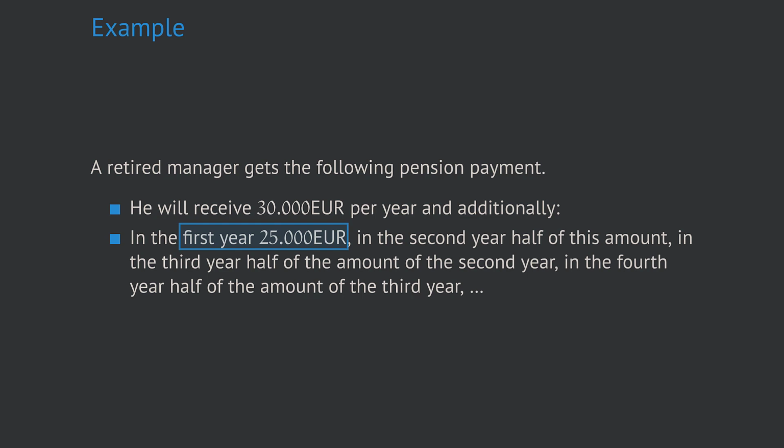In the first year, he will receive an additional amount of 25,000 euros, so that it will be 55,000 euros altogether in the first year. In the second year, he will only additionally receive half of this amount, that means 12,500 euros. So he will get 42,500 euros in the second year. In the third year, the extra amount of the second year is again divided by 2. That principle is continued in the fourth year. That means the extra amount in the fourth year will again be only half of the extra amount of the third year, and so on.